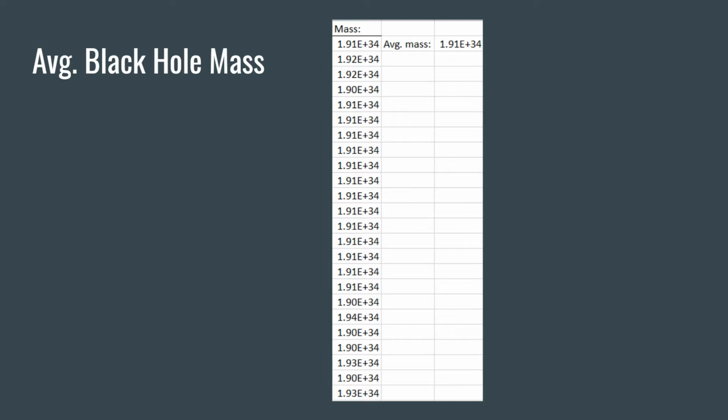Now to find the average black hole mass, because we really have to find it at each point of time, we can't really find an overall mass. So what you have to do is take all of the points of time masses and then average them. And my average mass is 1.91 e to the 34th.